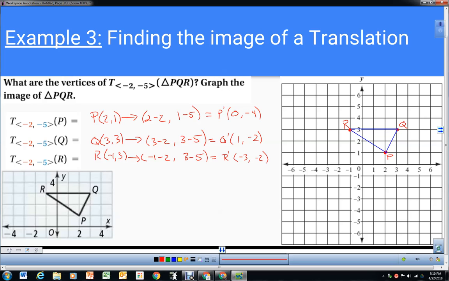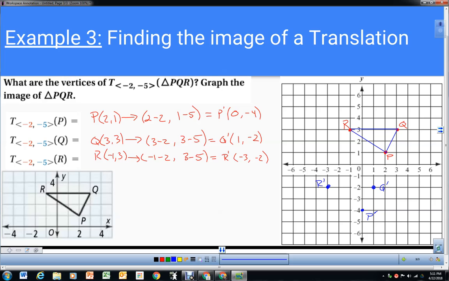So we'll go mark these here in blue. The first one is at (0, -4). So 0 on the x and -4 on the y. This is my point P prime. Now the other one is going to be at (1, -2). That becomes my Q prime. And then the last one is going to be at (-3, -2). That would be my R prime.